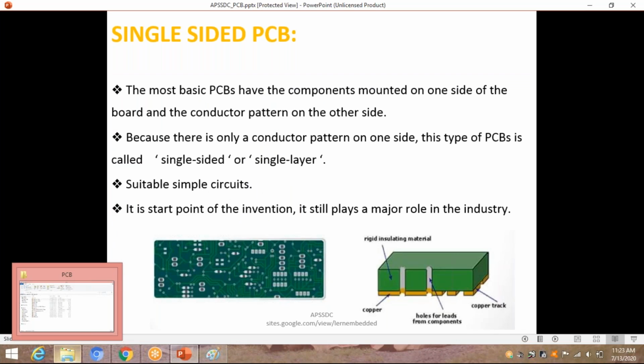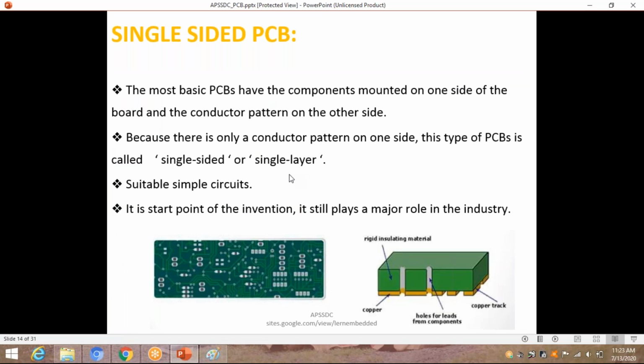Sir, can I show you how flexible PCB will be? Sir, can I show you? Sir, can I show how flexible PCB is? I have it. Okay, come again, I have not.